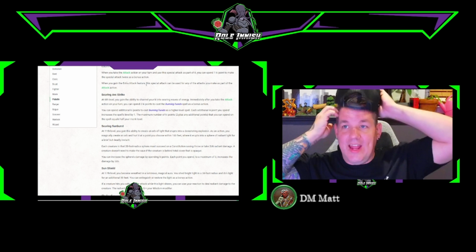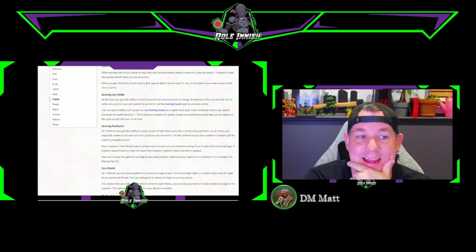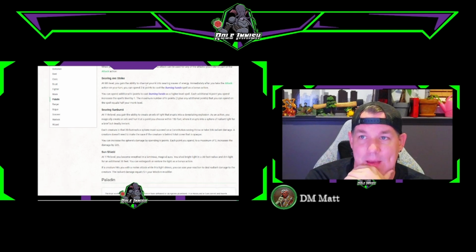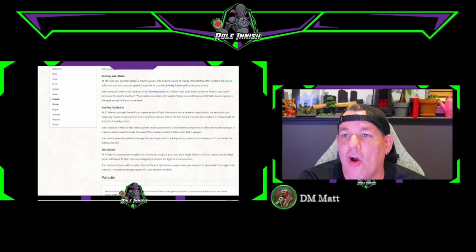So essentially, it's like a beam of light that you're going to shoot out of your hand, basically, at somebody to deal radiant damage. It's pretty sick. At 6th level, you get Searing Arc Strike.